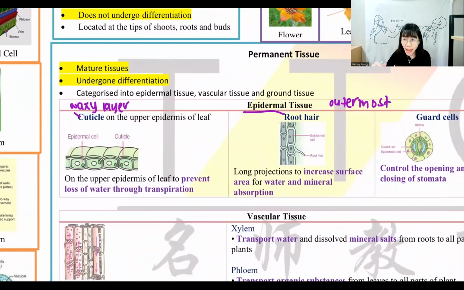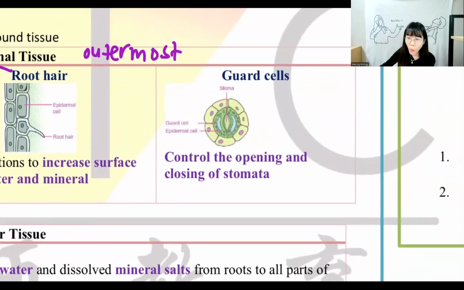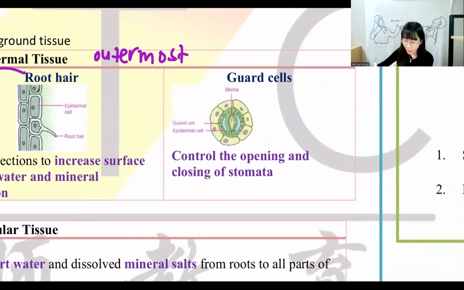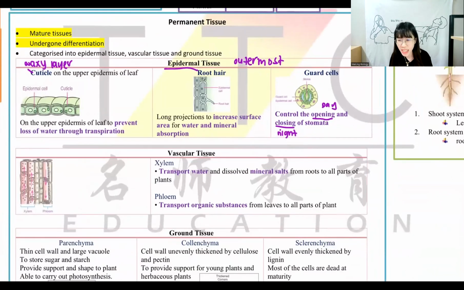Root hair is very long because when they are long, they are able to increase surface area. Root can only absorb water and mineral. That is the function of root hair. Guard cells control the opening and closing of stomata. Opening and closing happen at different times of the day. Opening only happens during daytime. Closing will be nighttime. Why? Because in daytime, they have photosynthesis. Nighttime has no photosynthesis. That's why during daytime they will open, and at nighttime they will close.